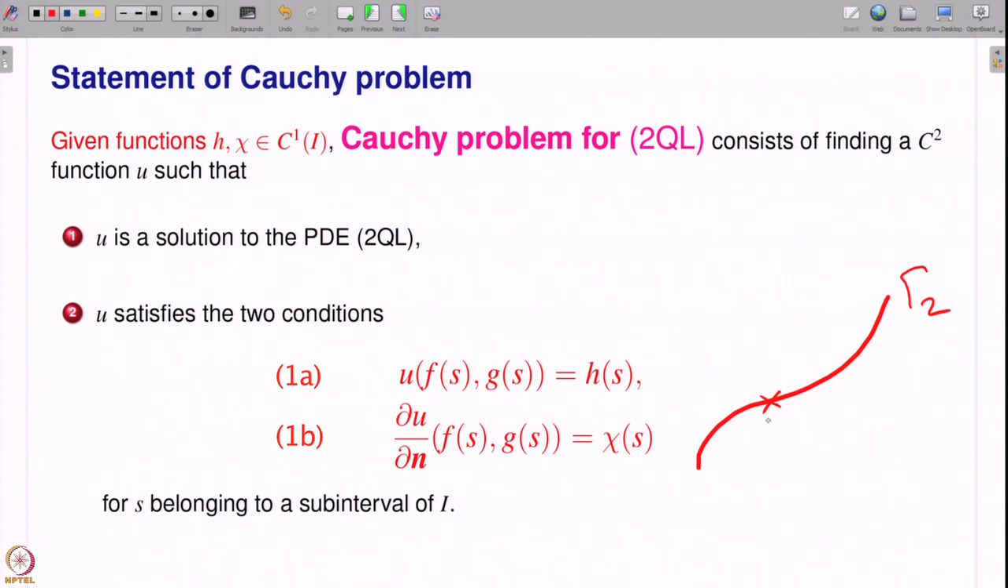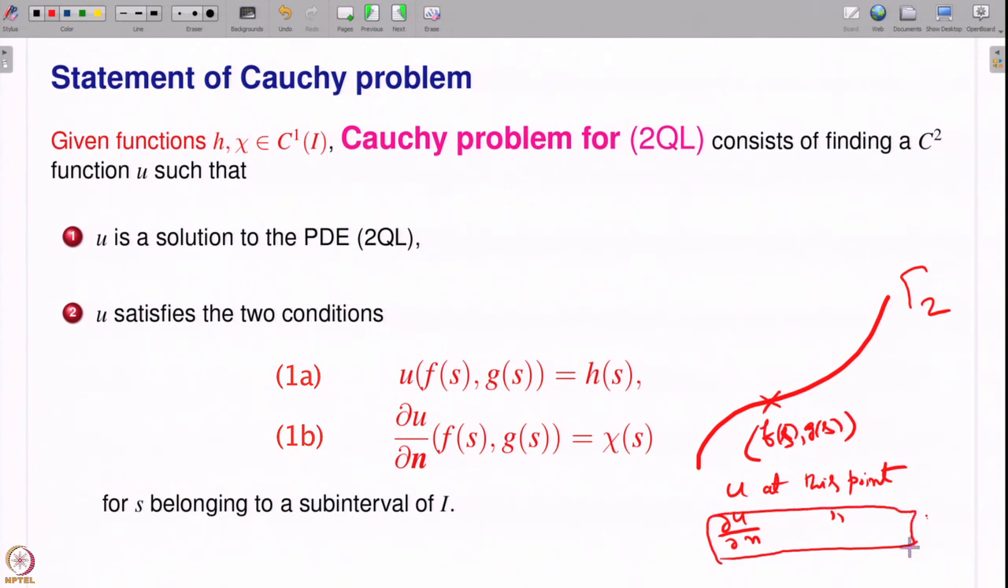So, suppose this is your gamma 2 and you take a point here. This point is like (f(s), g(s)). These are how points look on gamma 2. You are prescribing what should be the value of u at this point. And you are also prescribing ∂u/∂n at this point, the normal derivative. Why not any other derivative? That question we will discuss at the end of this lecture.